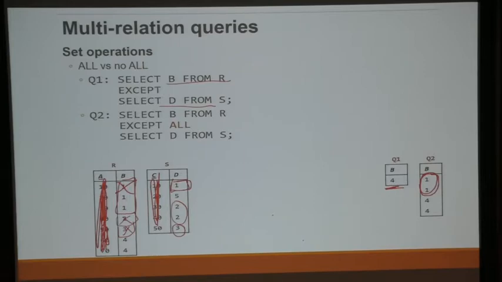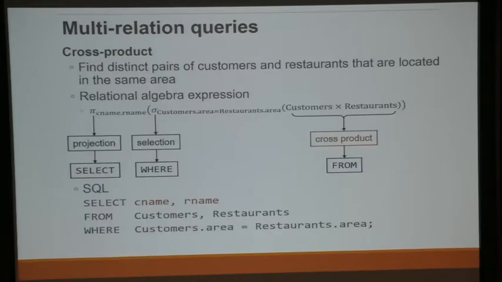The cross product, we actually have already discussed. This is the part where the cross product is used, and this maps to the from clause. So if you want to do a cross product, you basically just have to state all the tables, all the relationships within the from clause.